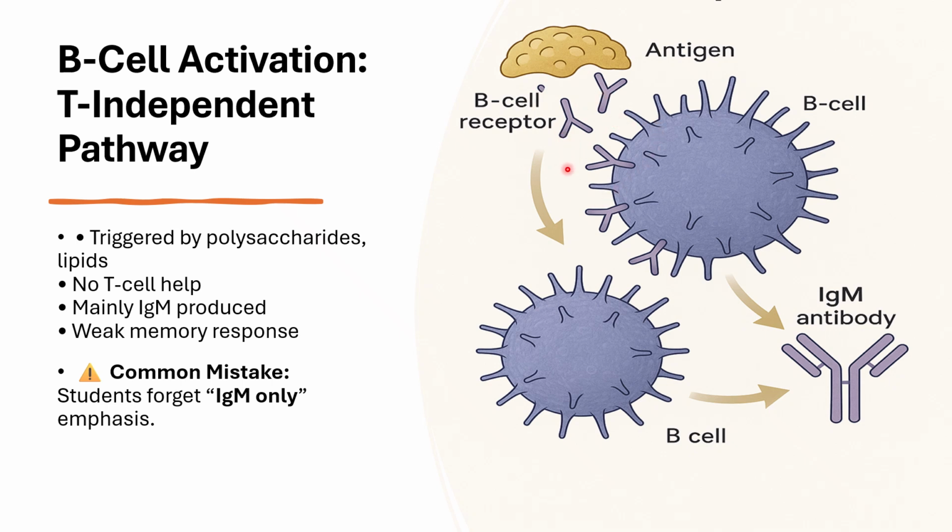That mass clustering delivers a strong but very basic activation signal, enough to turn the B cell on, but not sophisticated enough to involve the T helper cells. Once activated, the B cell proceeds with what it can do on its own. It proliferates, differentiates, and begins secreting antibodies. But because there is no T cell help, the cell does not undergo class switching or affinity maturation.